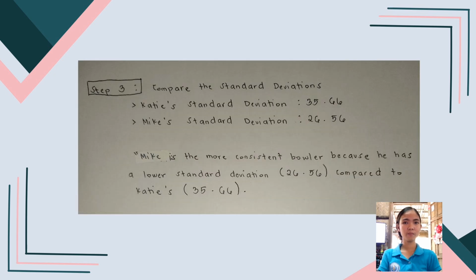The last step is step 3, compare the standard deviations. So dito po kung makikita nyo is, nandiyan na po, nilagay ko na po. Yung kay Katie's standard deviation is 35.66, samantalang yung kay Mike, standard deviation niya is 26.56. So yung kay Mike is the more consistent bowler because he has a lower standard deviation. 26.56 lang yung kay Mike, compared to Katie's 35.66. So yun lang po. Hindi ko po sure kung tama lahat.